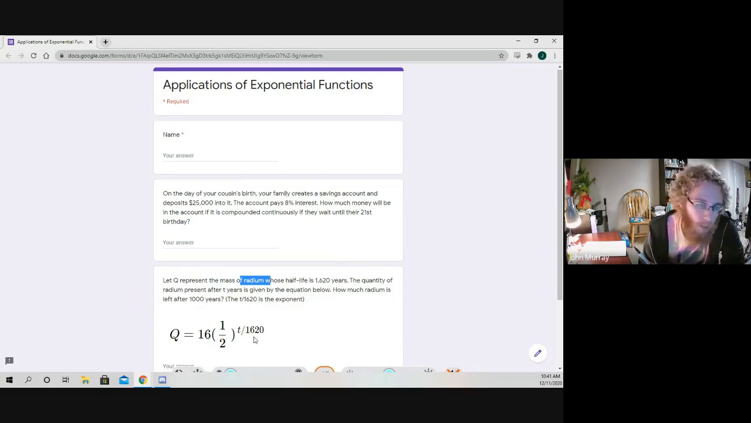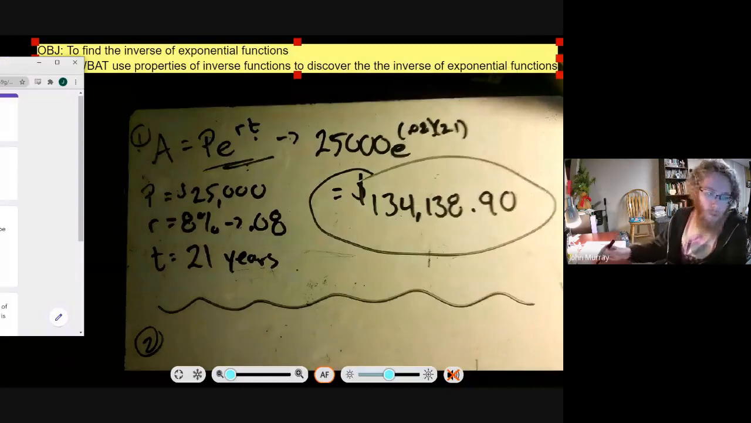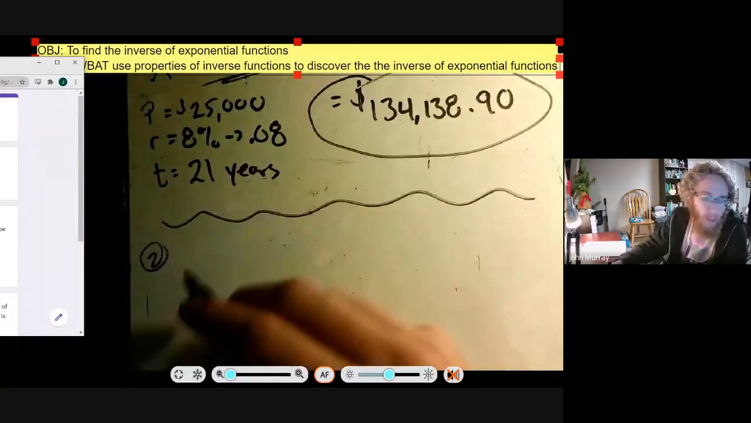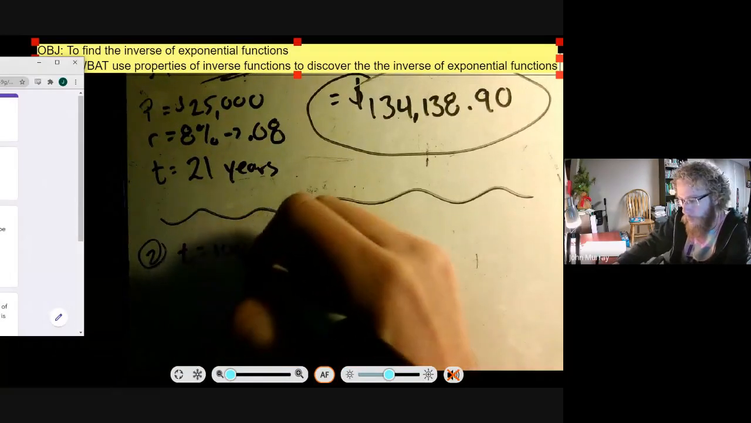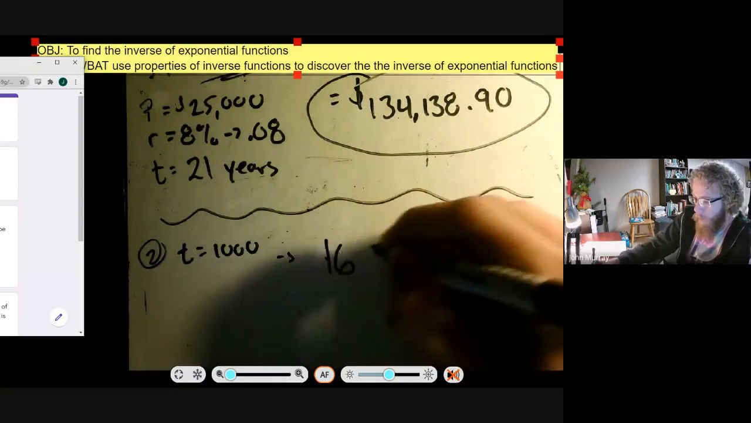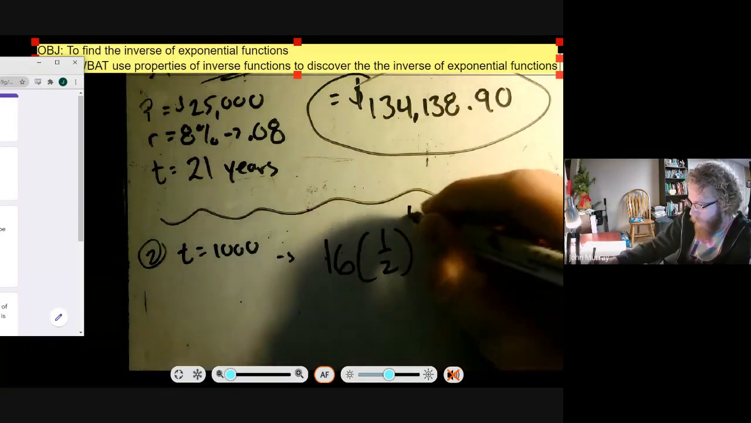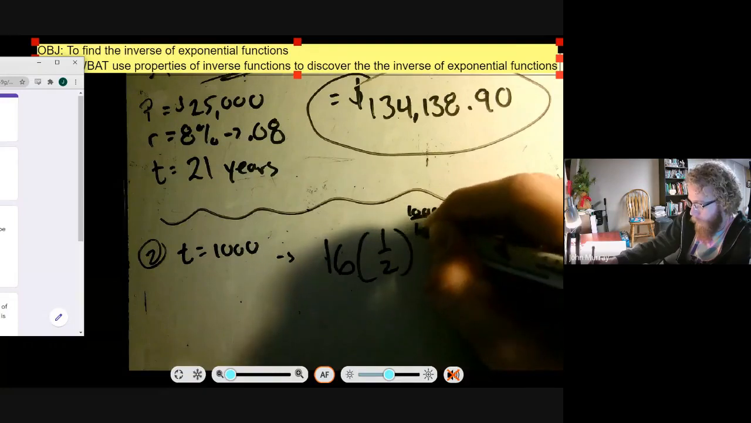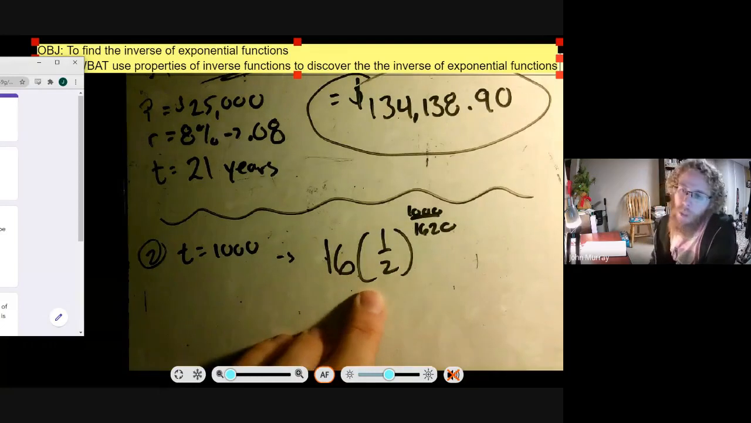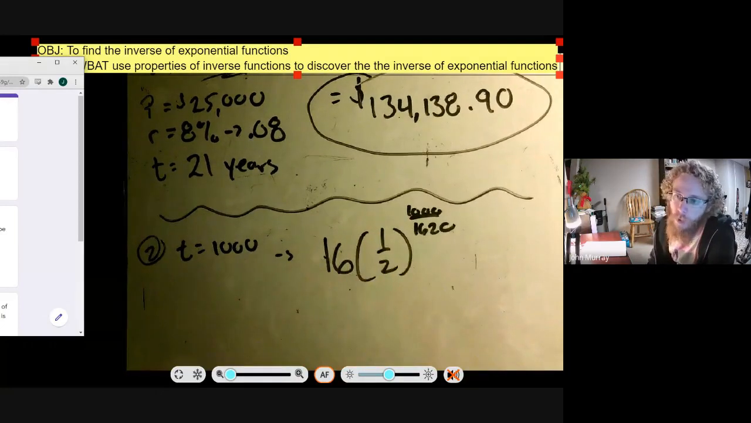Here I just told you that it looked a little funny. I just let you know that this part was the exponent. So that's even a little more straightforward. All you're doing is plugging in T equals 1,000. So the equation we have is 16 times 1/2 to the 1,000 over 1620.